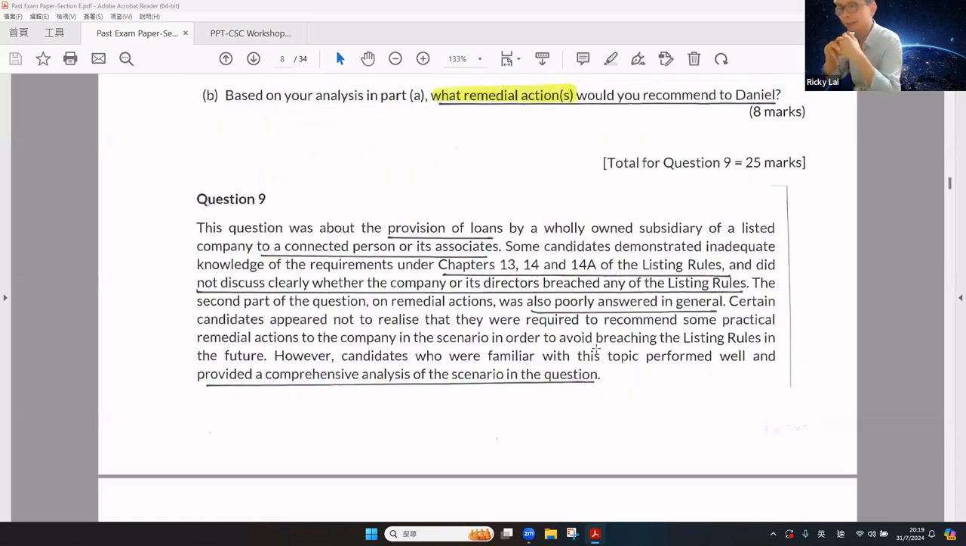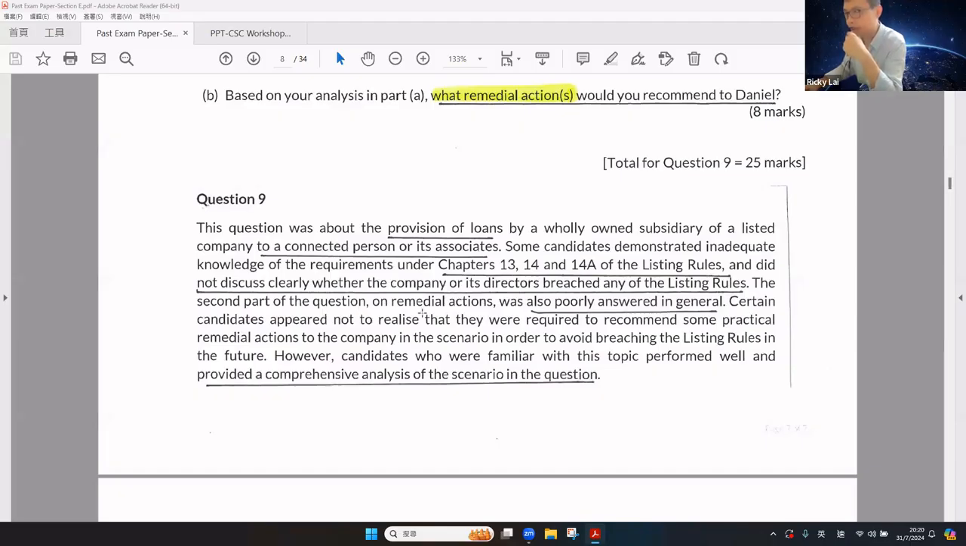Now let's take a look at the comment from the examiner, which is very similar to the previous one when we were talking about the listed company. The question was about the provision of loan by a wholly owned subsidiary to the connected person. Some candidates do not have sufficient knowledge, as I mentioned before at the opening, of Chapter 13, 14, and 14A of the listing rule, and did not discuss clearly whether the company or this director breached any of the listing rule.